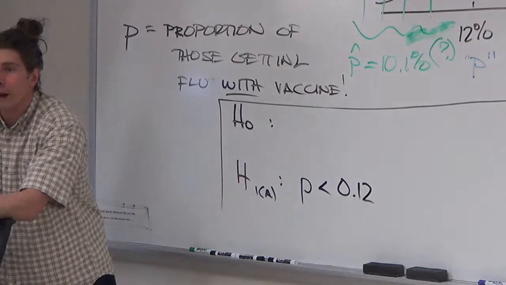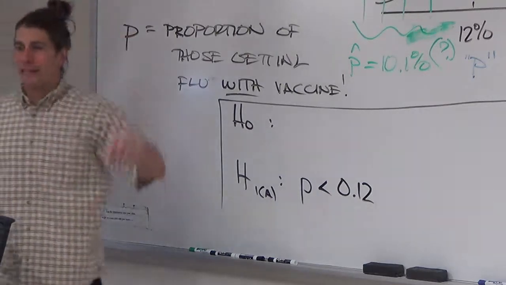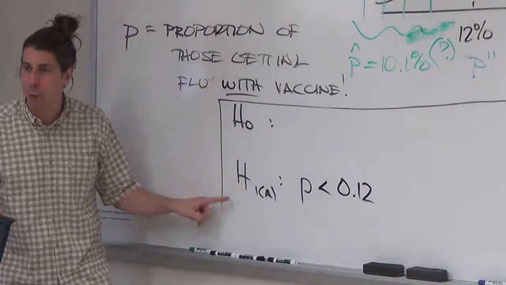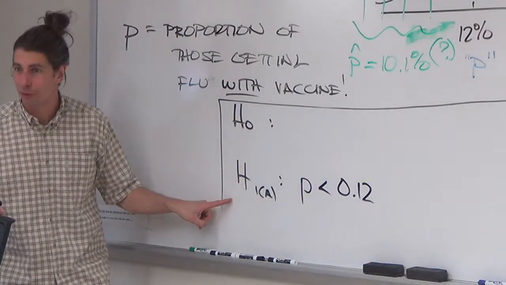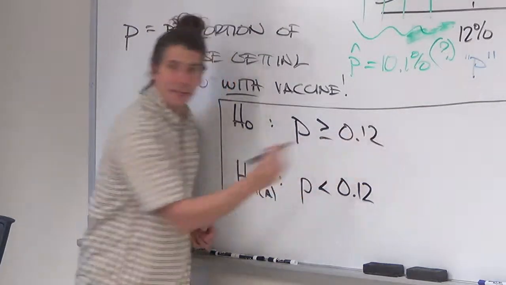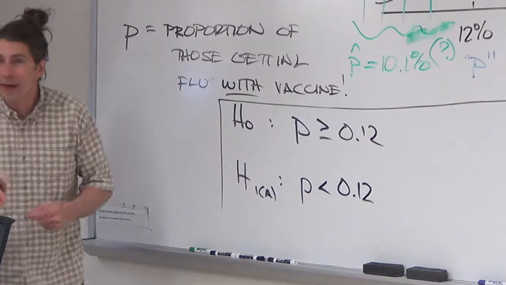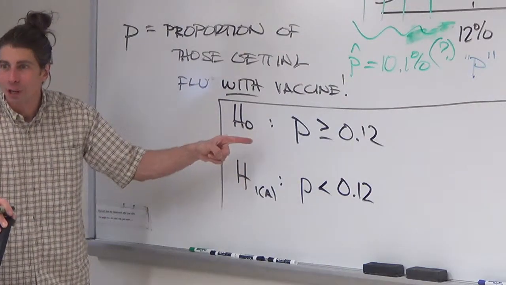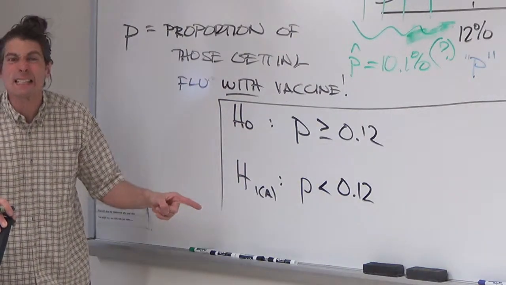No, it's supposed to prove the opposite. I haven't gotten there yet. You're 30 seconds ahead of me. That's what we're trying to support. The opposite of that, of course, would be that it's more than or equal to 12. That's what we're trying to refute. We're trying to refute that the vaccine is ineffective.